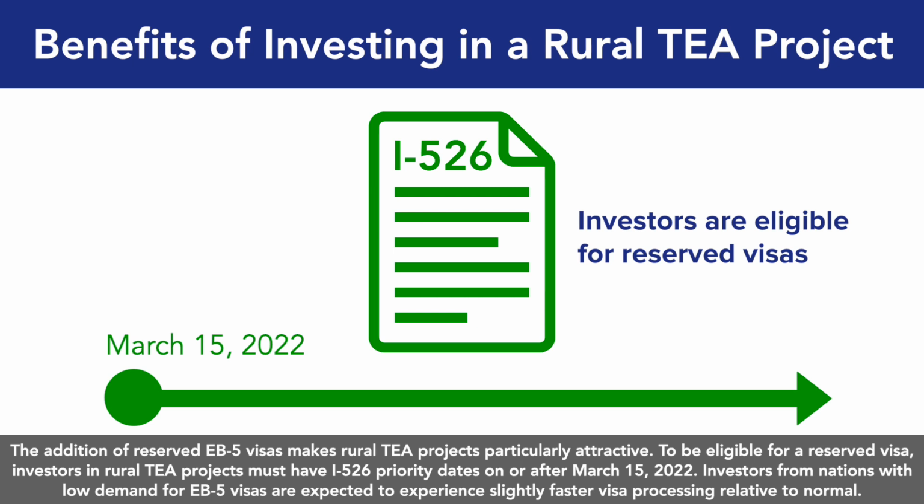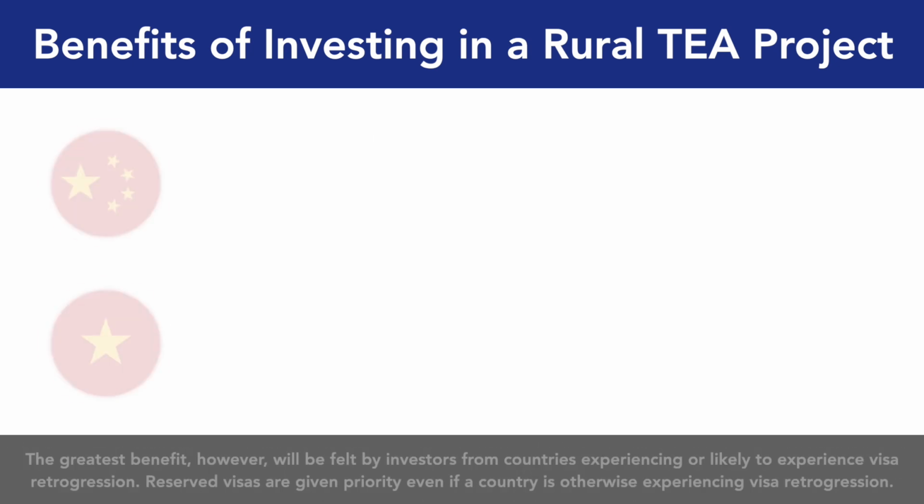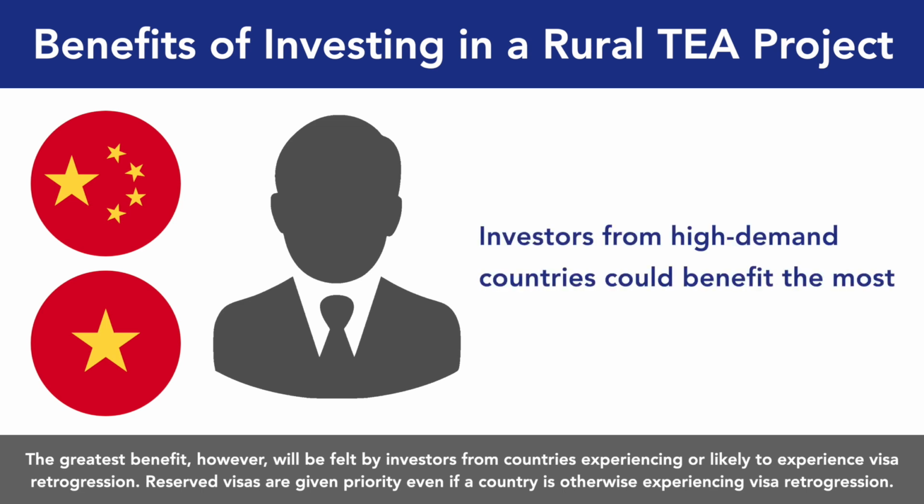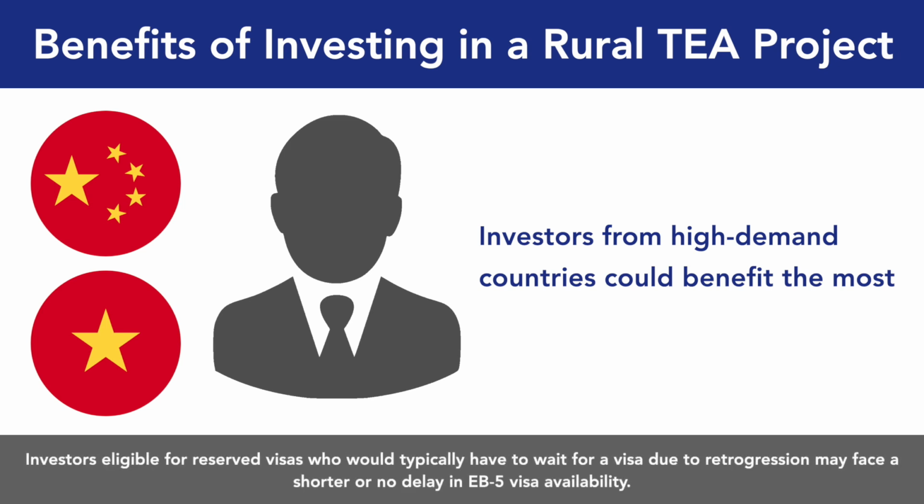To be eligible for a reserved visa, investors in rural TEA projects must have I-526 priority dates on or after March 15, 2022. Investors from nations with low demand for EB-5 visas are expected to experience slightly faster visa processing relative to normal. The greatest benefit, however, will be felt by investors from countries experiencing or likely to experience visa retrogression. Reserved visas are given priority even if a country is otherwise experiencing visa retrogression. Investors eligible for reserved visas who would typically have to wait for a visa due to retrogression may face a shorter or no delay in EB-5 visa availability.